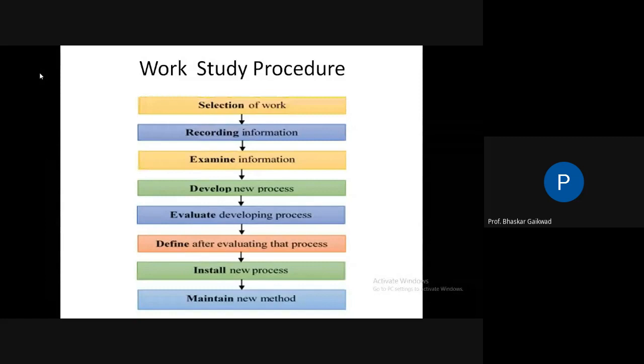Whatever existing things are there, we have to make the observation of this. The key points you have to note down: what is actually the procedure that is going on? Is there any additional work going on, or is there any downtime? You have to think about that. Then, is any additional transportation required? Is there any worker fatigue? You have to examine that.